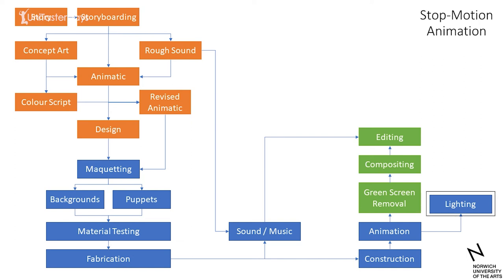These miniature sets have to be lit. Some elements, like we saw in the image earlier, may be shot against a green screen. So once the animation is all done, the green screen has to be removed. And then we composite the multiple elements together, add the final sound and music, edit them into the film.